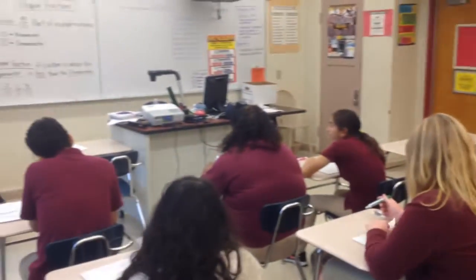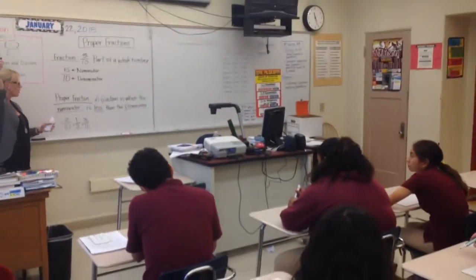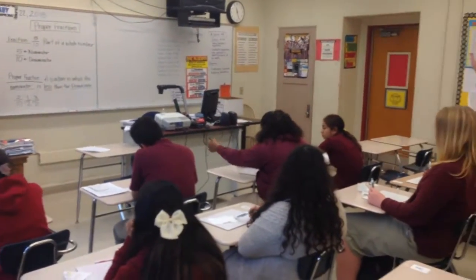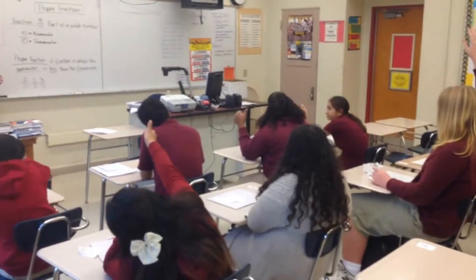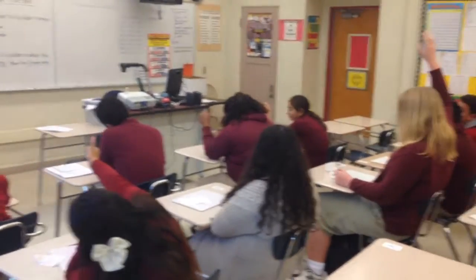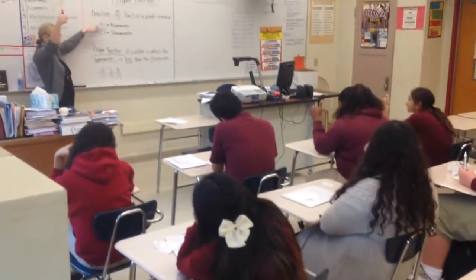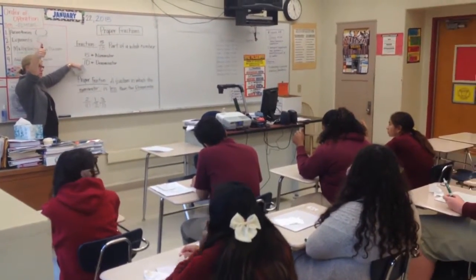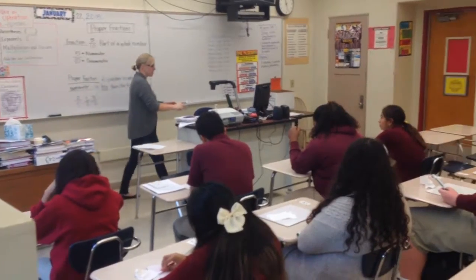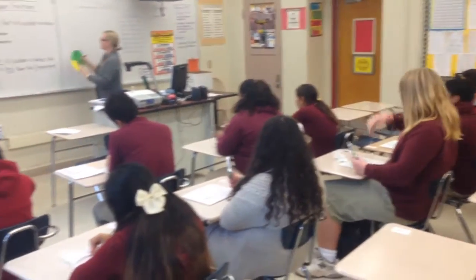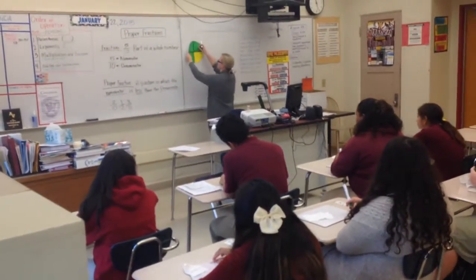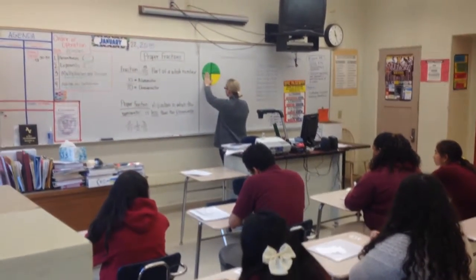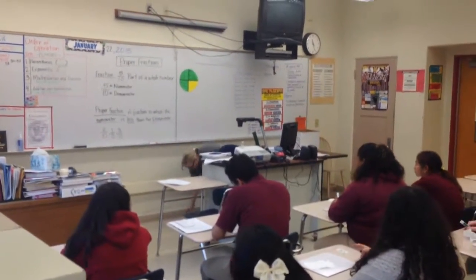Okay, thumbs up, thumbs down. Everybody knows what a proper fraction is. Thumbs up or thumbs down. I understand what a proper fraction is, that the numerator has to be smaller than the bottom number, the denominator. Okay, good. So we're going to go on and we're going to start writing some fractions up here using the whole.